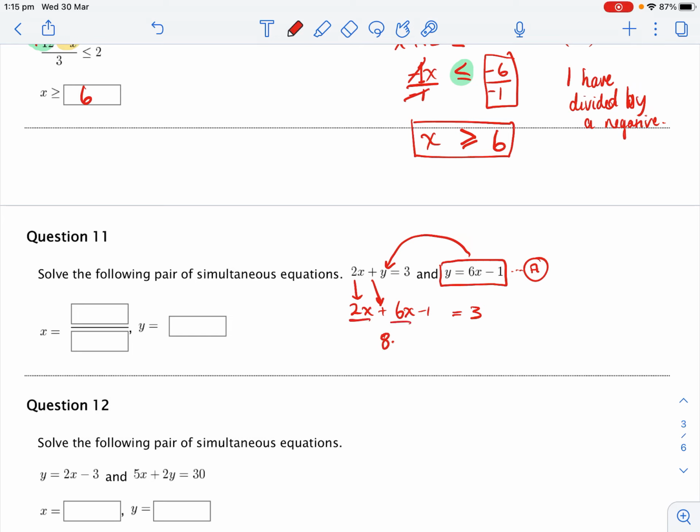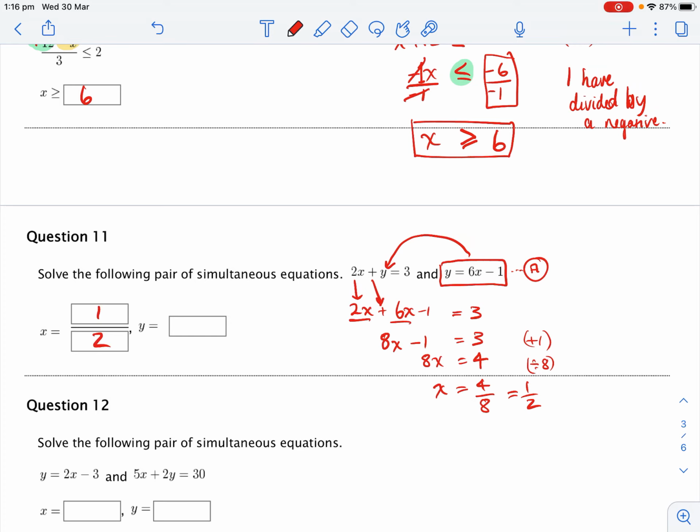2x plus 6x is 8x minus 1 equals 3. Add 1 to both sides. 8x equals 4. And then x equals 4 divided by 8. So we divide by 8. And you need to know that that is exactly the same as 1/2. So we have to simplify our fractions when we can. x is equal to 1/2.